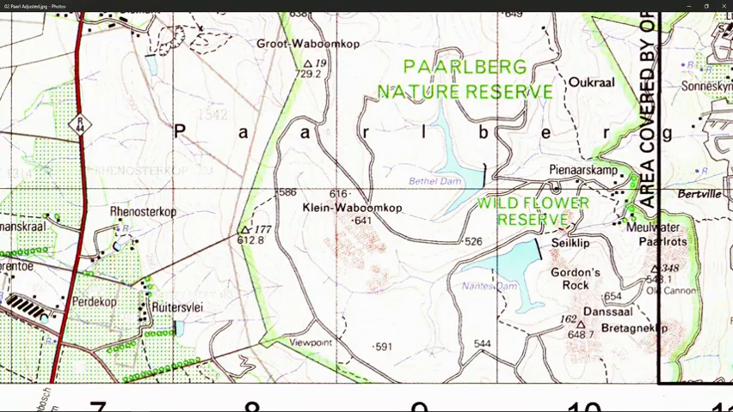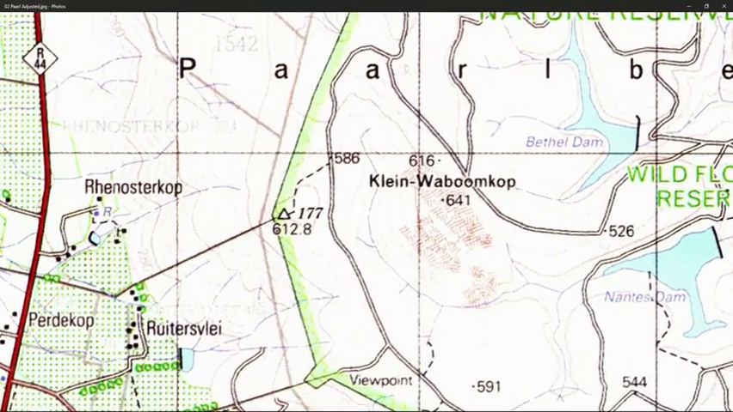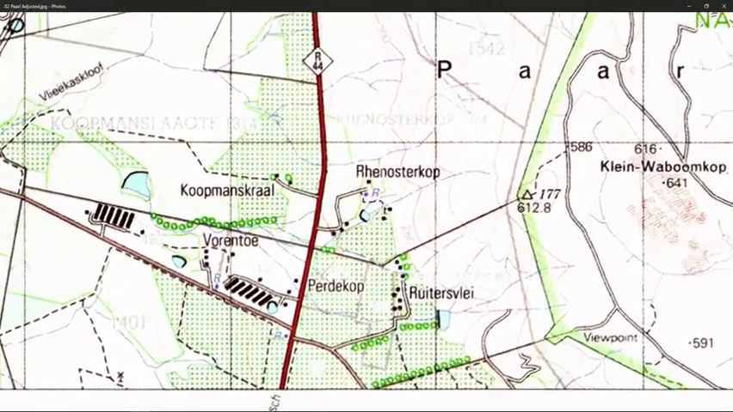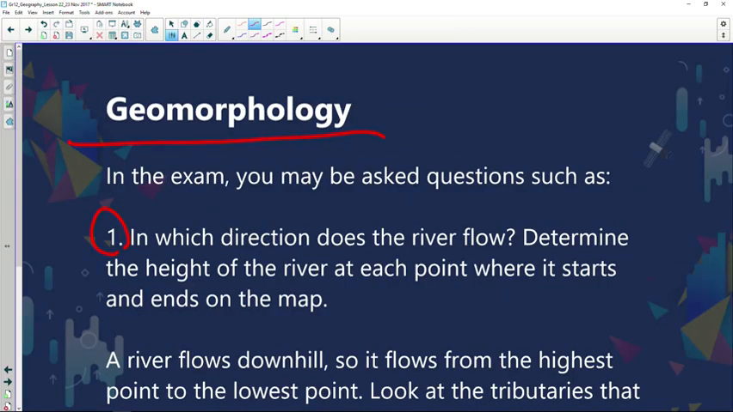And we can have a look at the different types of drainage patterns that we see on a topographical map and be able to know the characteristics. So let's quickly look at some of the questions that you might expect. Now this is quite a popular question: in which direction does the river flow?